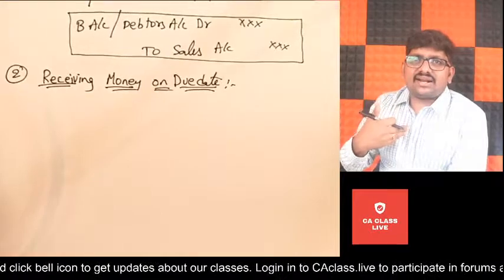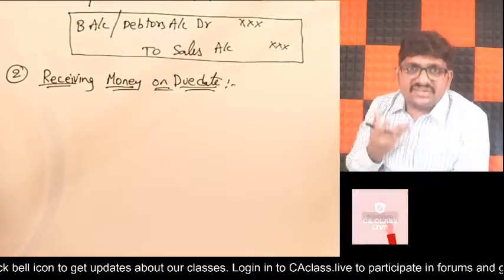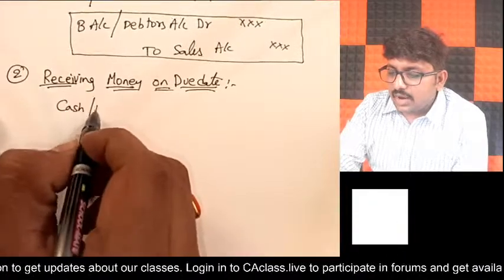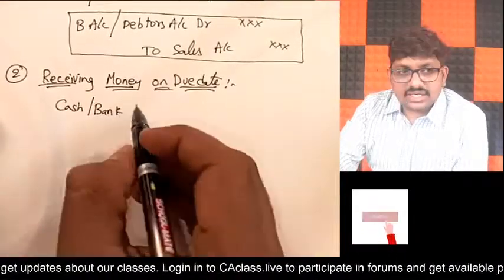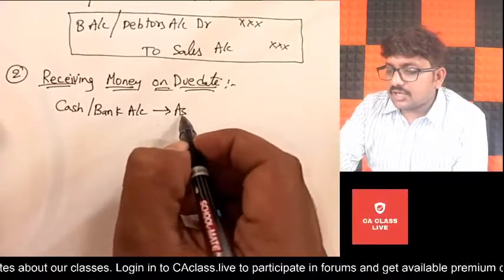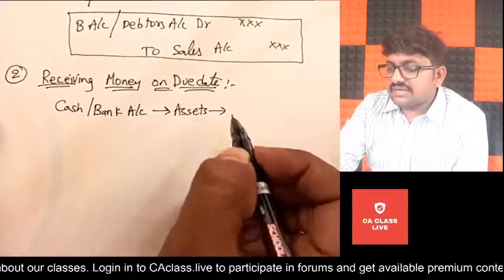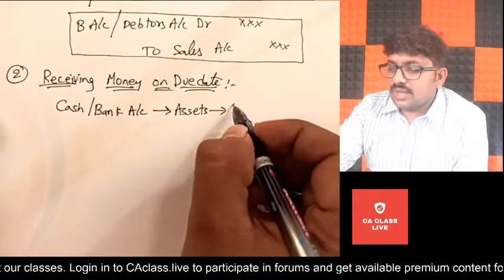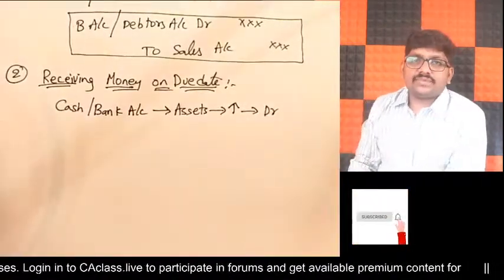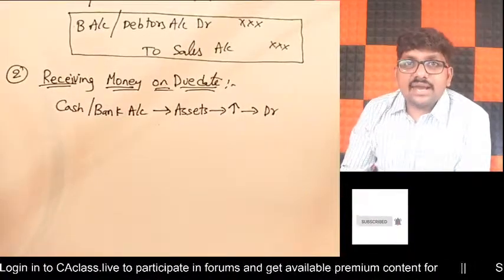Now you are a seller, right? From your point of view, you are receiving the money. So whenever you receive the money, what will happen? Your cash or bank will be affected. Cash account or bank account will be affected. Now cash or bank is a part of assets, and when you receive the money, your cash or bank balance will increase. Assets increase, what you should be doing, ma? Debit.